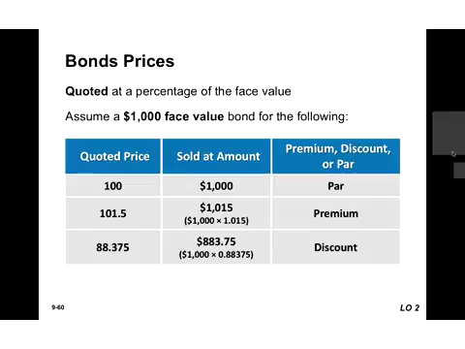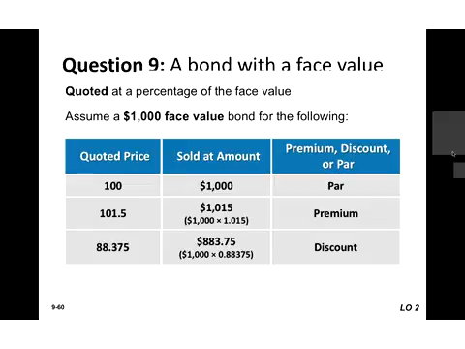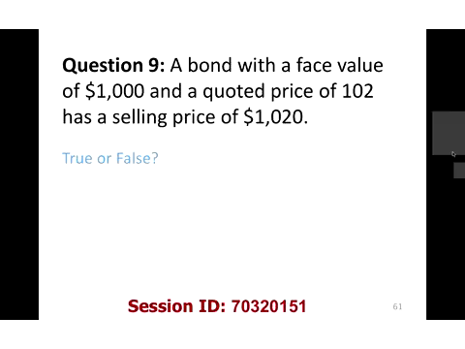Okay, so what I'm going to do now is we're going to do a question. I'm going to switch to the question momentarily, and then I'm going to come back to the slide. So if you don't have it written down, that's okay. The question, I'm coming back to that. A bond with a face value of $1,000 and a quoted price of $102 has a selling price of $1,020.